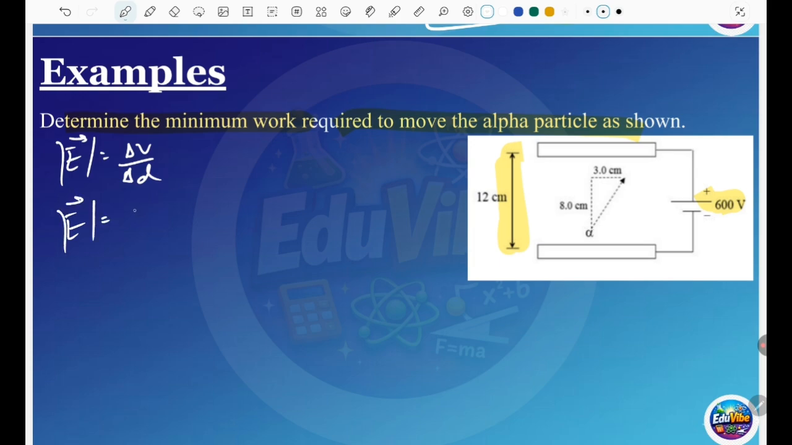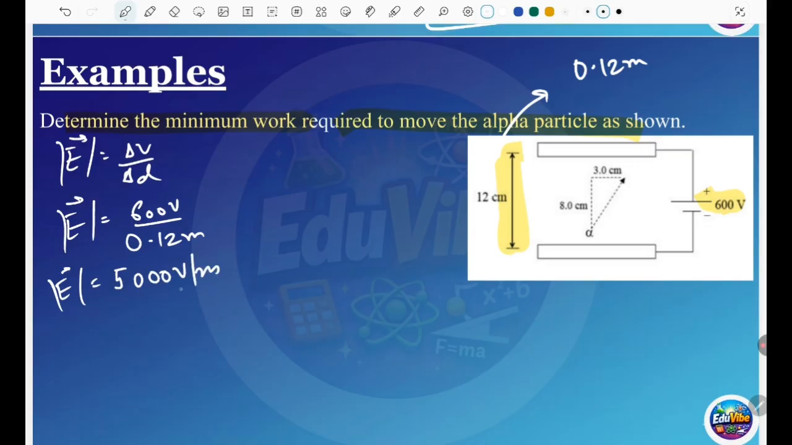So delta V is 600 volts. Delta D is 12 centimeters, but we want this in meters, so it should be 0.12 meters. When you solve this, you get about 5,000 volts per meter. So we get that formula. We find the voltage, which is equal to delta EP.